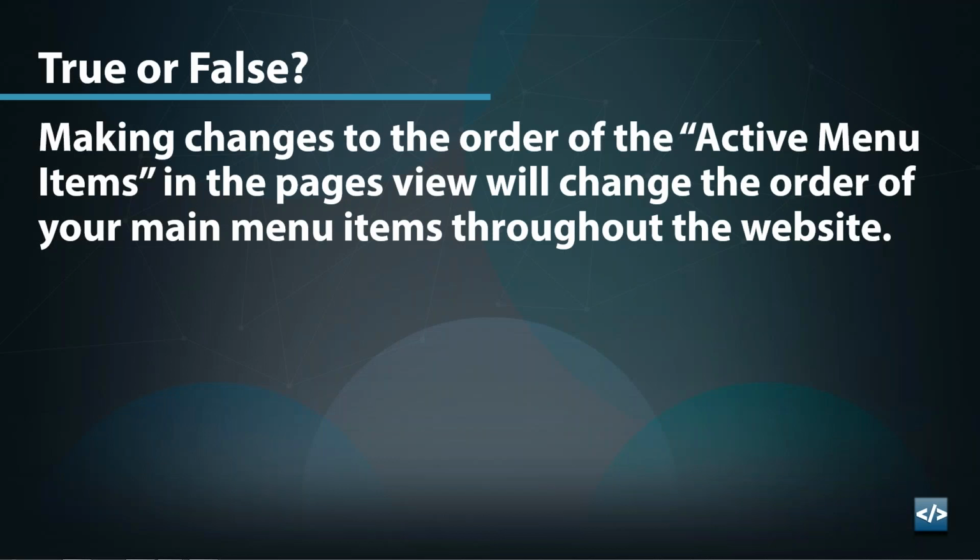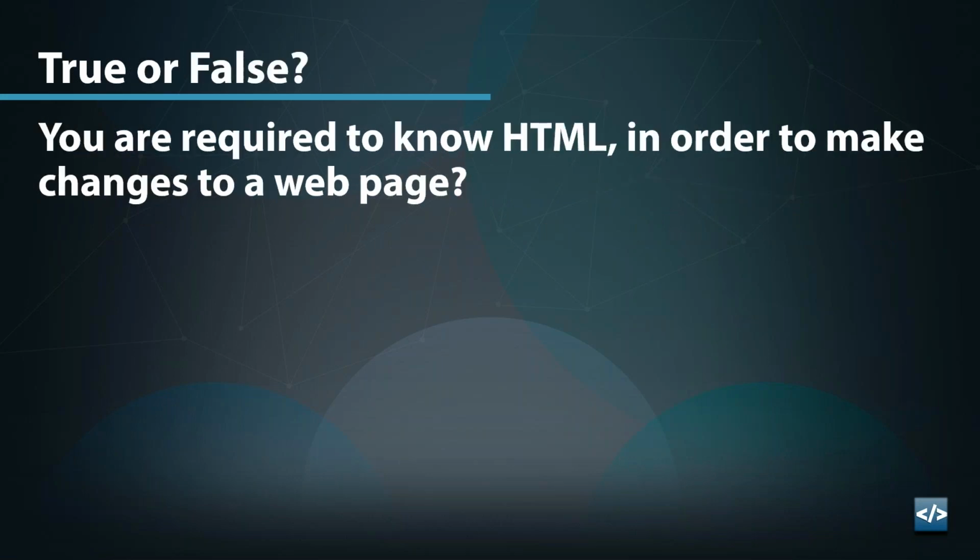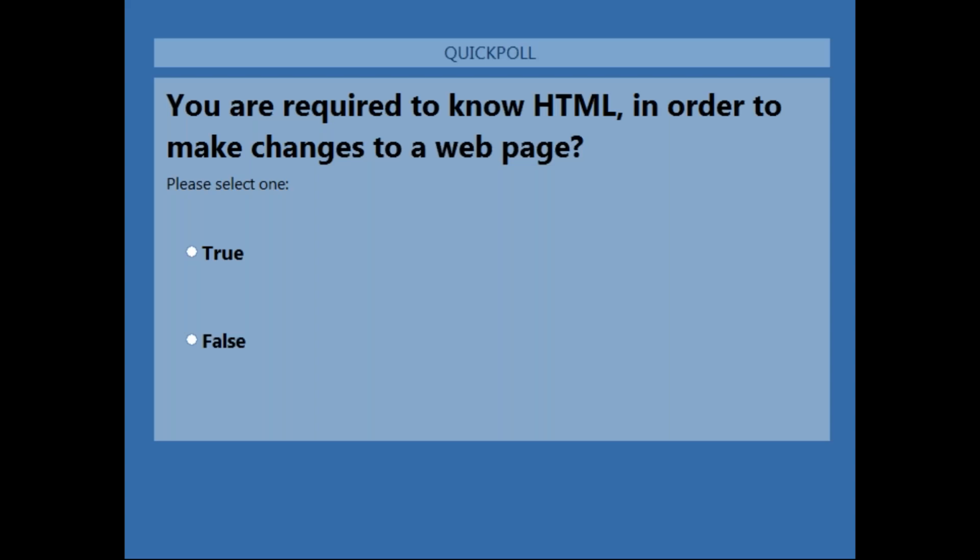So again, another unanimous answer, guys. Making changes to the order of active menu items in the Pages view will change the order of your main menu items throughout your website, and the answer to that is true. The page order seen in the Pages view is the order your pages will appear in your main menu. Okay. All right, true or false? You are required to know HTML in order to make changes to a web page. True or false? So I'm going to go ahead and launch that.